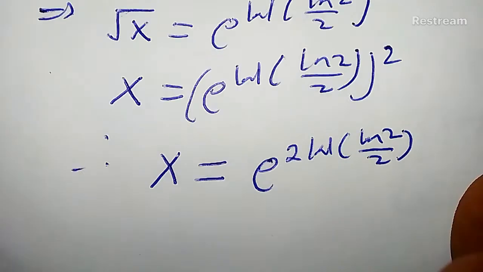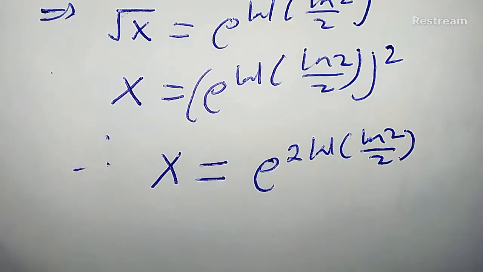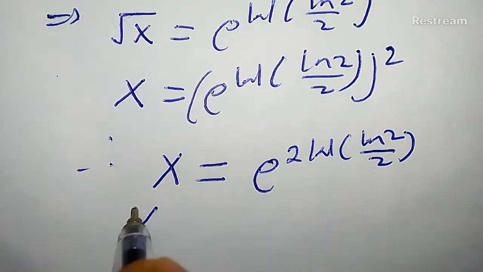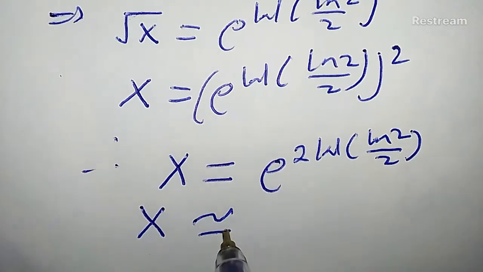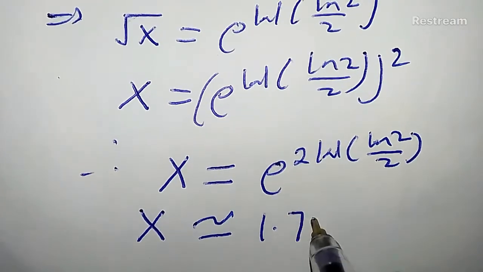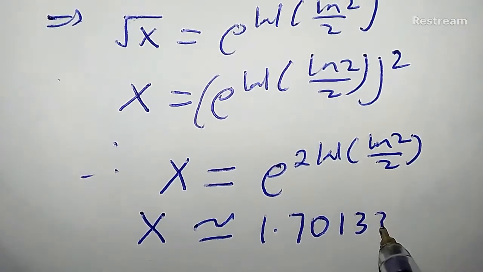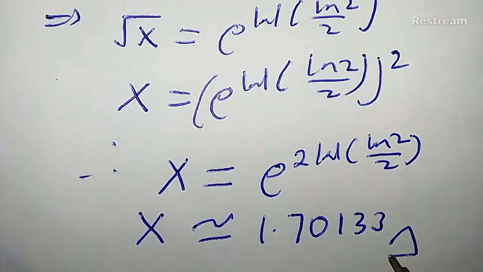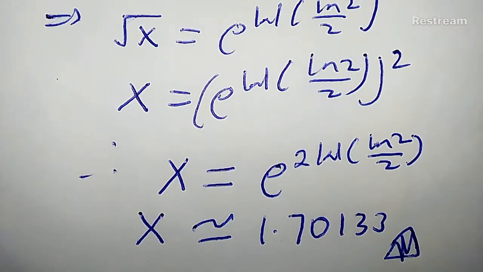You may leave your answer in this form, or you plug into Wolfram Alpha. If you plug into Wolfram Alpha, you will obtain x to be approximately equal to 1.70133. So this is the required value of x for this exponential equation.